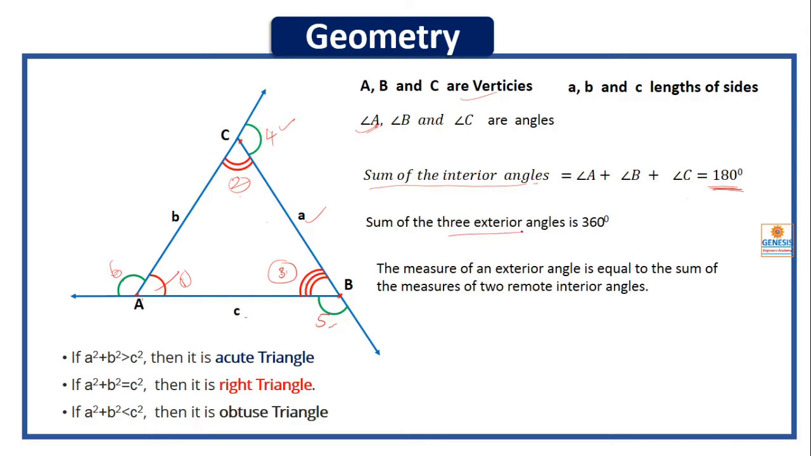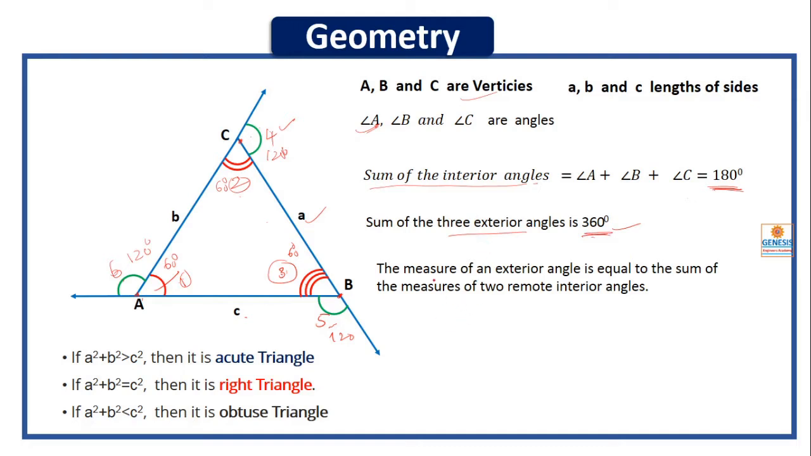The sum of the exterior angles is 360 degrees. Consider an equilateral triangle. Then angle A is 60 degrees, angle B is also 60, angle C is 60. Then what is this exterior angle? 120. And this angle? 120. And this one? Also 120. If you add up all these angles, 120 plus 120 plus 120 comes to 360 degrees. So this is one property.